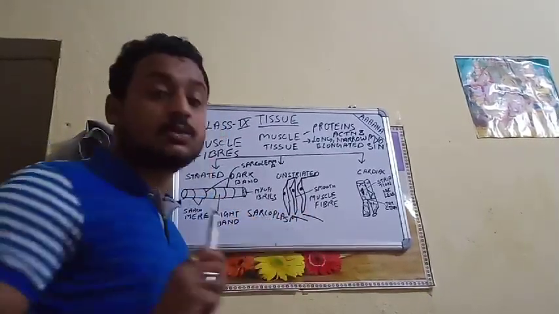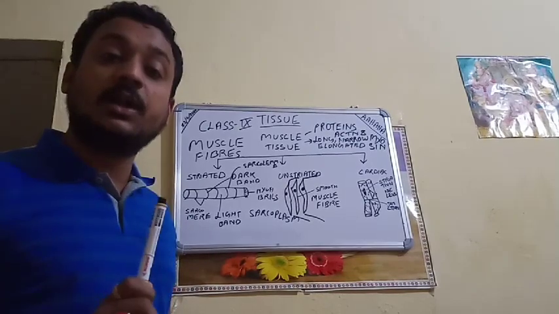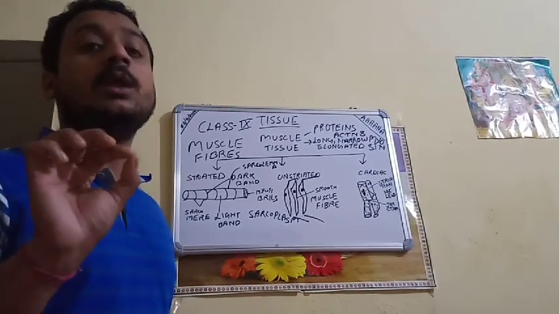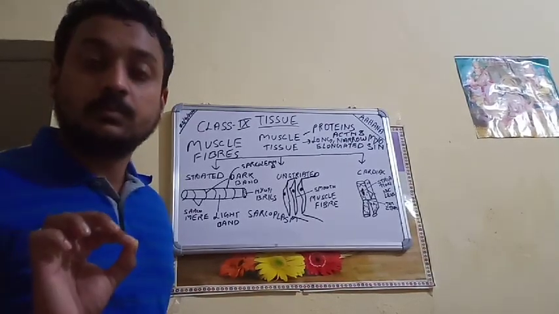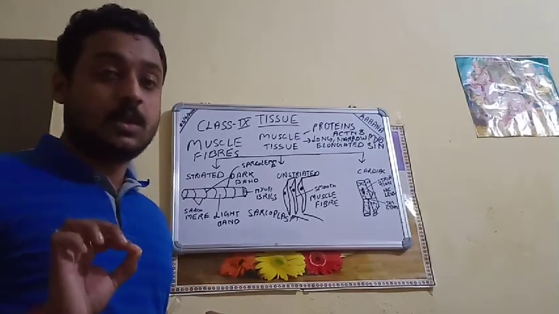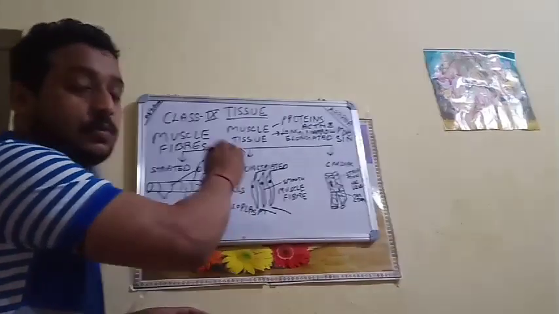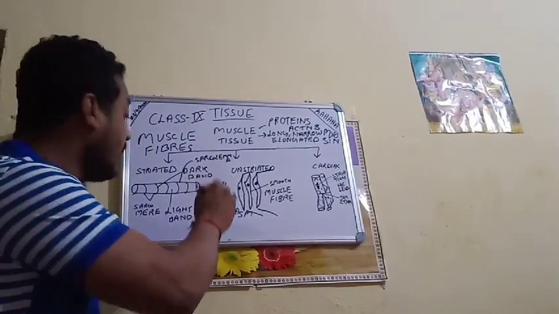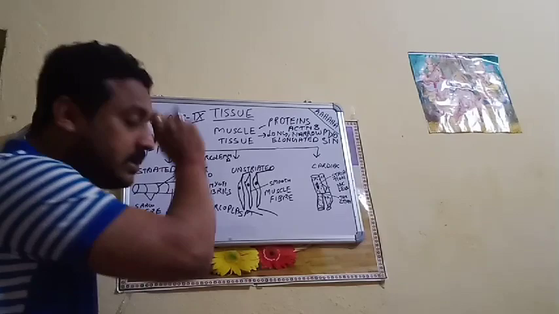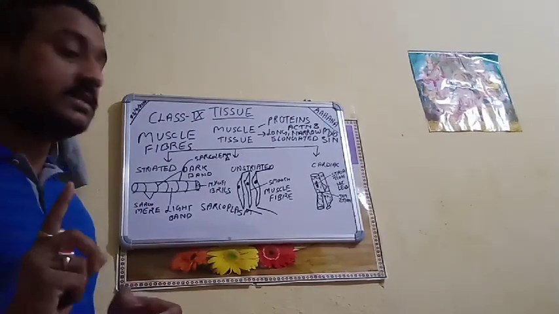But unstriated muscle is not in our will. It is involuntary muscle. It will only function when the body needs it to. So I hope unstriated muscle is clear. Why unstriated muscle? Because it does not have any dark and light bands like the striated muscles. So I hope this is clear to you.